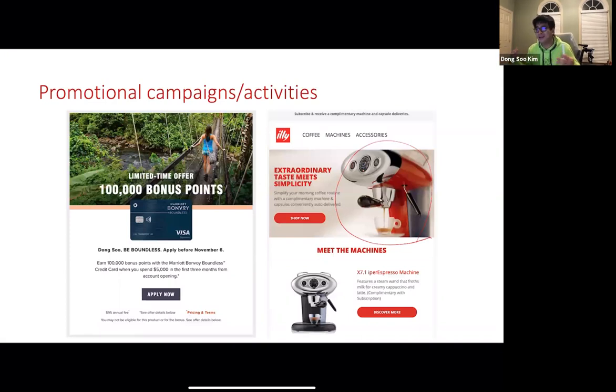And then, anyway, Illy just offers the machine for free with one condition: a 1-year or 1.5-year capsule subscription. If a customer subscribes to capsules, the machine is free. This is sometimes called a razor and blade business model.